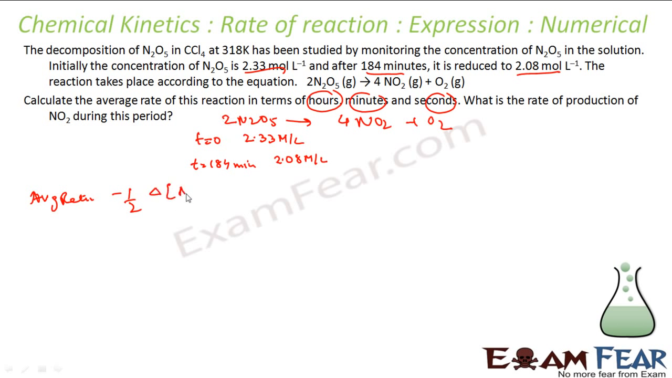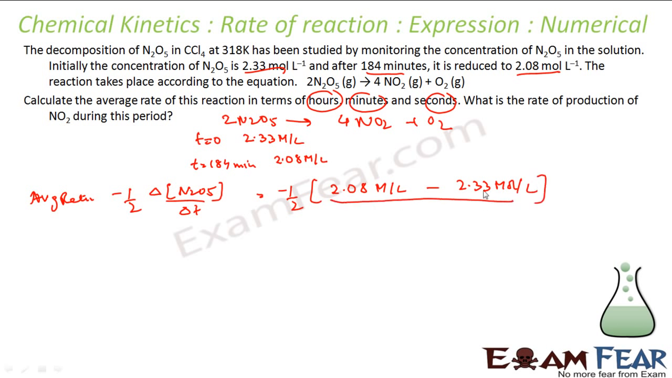Change in concentration of N2O5 by delta T. Put the values here, minus 1 by 2, change in concentration of N2O5. Final concentration is 2.08 moles per liter. Initial concentration is 2.33 moles per liter. Divided by time, 184 minutes. Correct? So this will come out to be in minutes. So if you solve this, you get 6.79 into 10 to the power minus 4 moles per liter per minute. So minute is done.